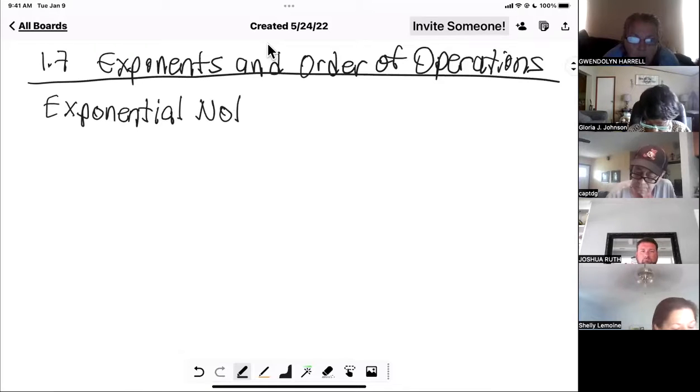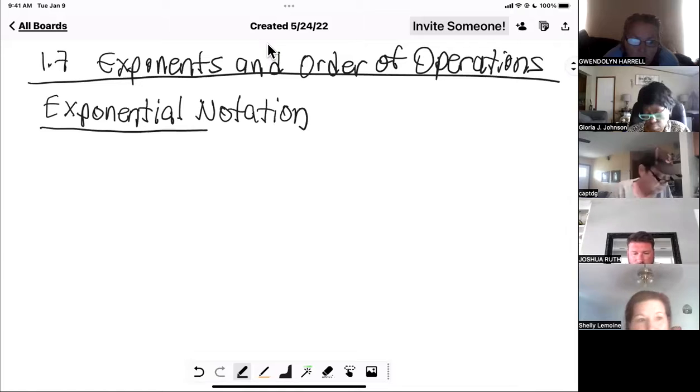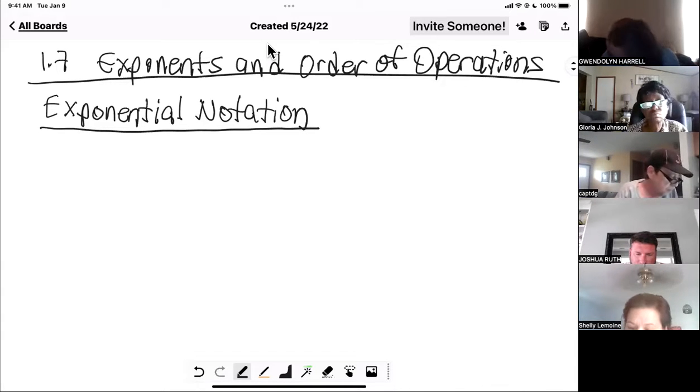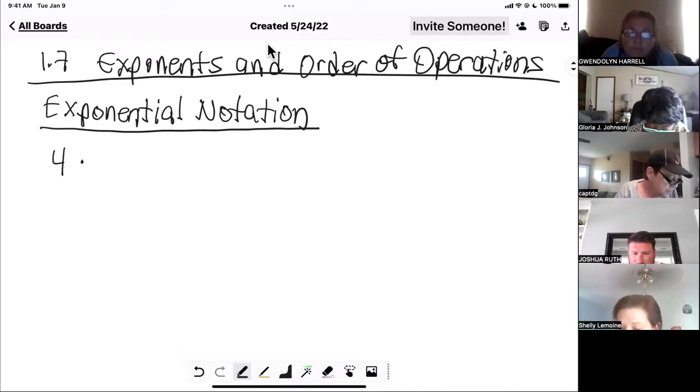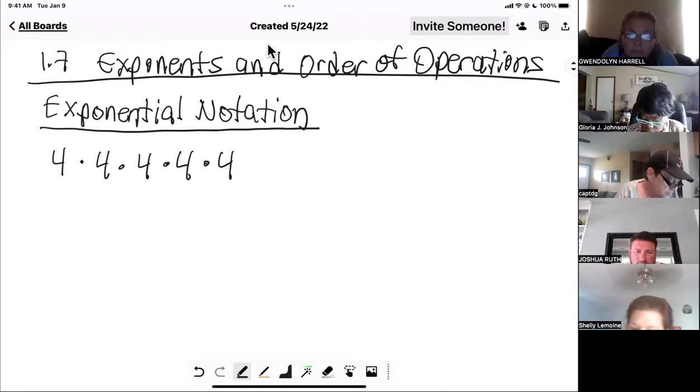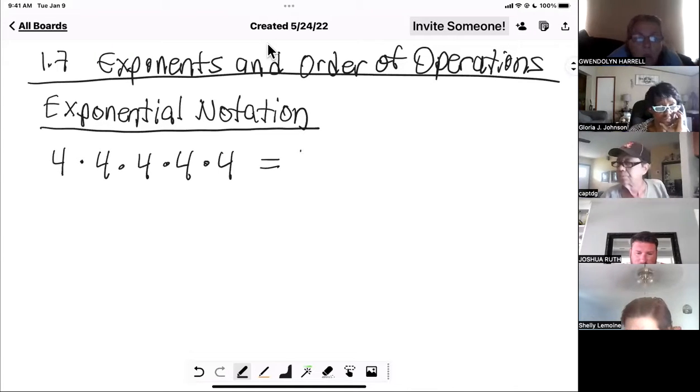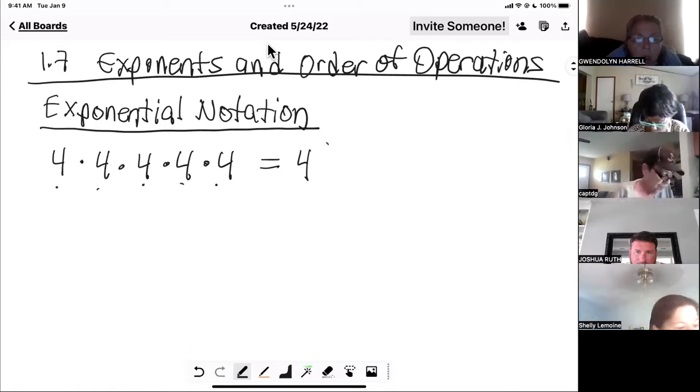The first thing we're going to talk about, which is mostly the biggest thing, is exponential notation. What does it mean when you have an exponent? How do you represent it? How do you find the value of it? So if I have 4 times 4 times 4 times 4 times 4, I don't have to write all of that out. I can use exponential notation like a shorthand, and I can write 4 to how many 4s I have. And I have 1, 2, 3, 4, 5. 4 to the 5th.